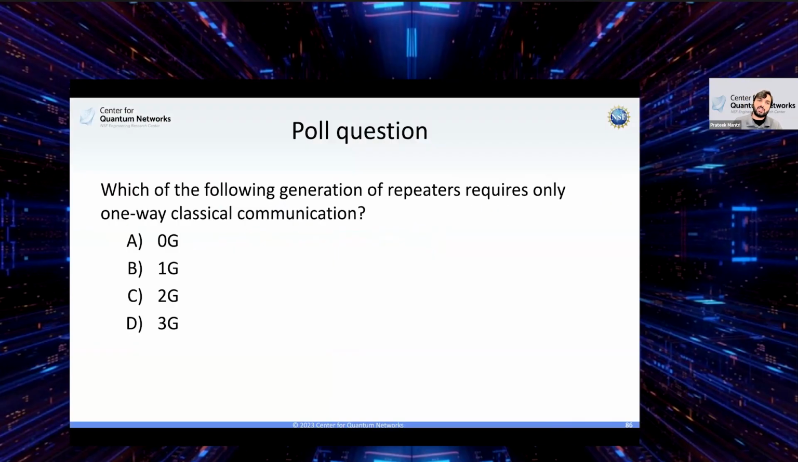All right, quick poll question. Which of the following generations of repeaters require only one-way classical communication? The 0th generation, 1st generation, 2nd generation, or 3rd generation? All right, so the majority of you answered 3rd generation, which is the correct answer. One-way classical communication is only used in the 3rd generation, and hence they are called the one-way schemes.